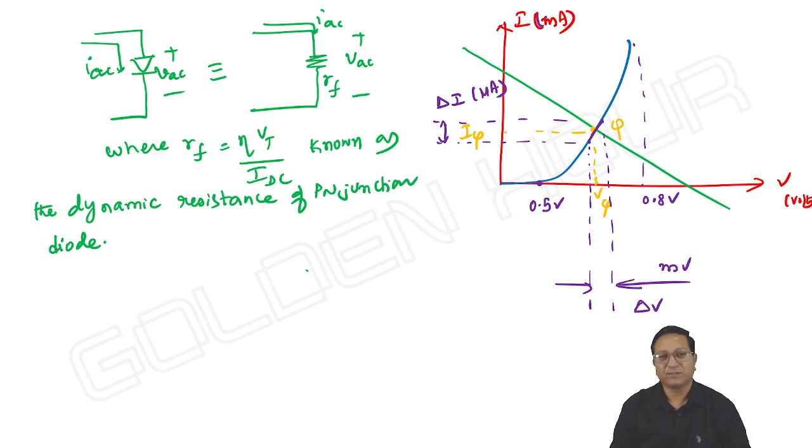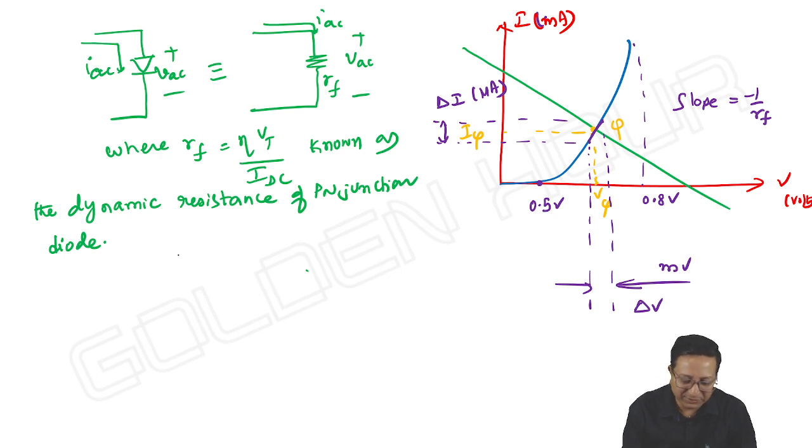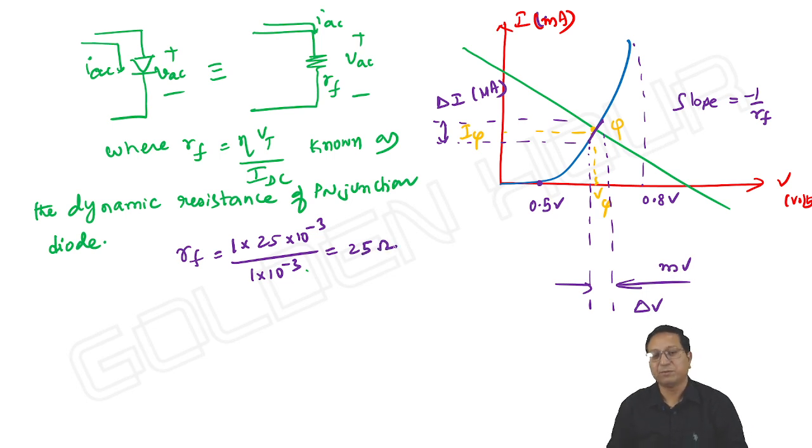So you can write the same thing, RF. In other words, this straight line is a part of the curve, so how do we obtain the slope of that straight line? What is the slope here? In this example, what is RF? RF is equal to eta is 1, Vt is 25 millivolt, IDC is 1 milliampere. It is equal to 25 ohms. RF is 25 and the slope is 1 by RF, not minus 1 by RF, sorry, it is plus 1 by RF.